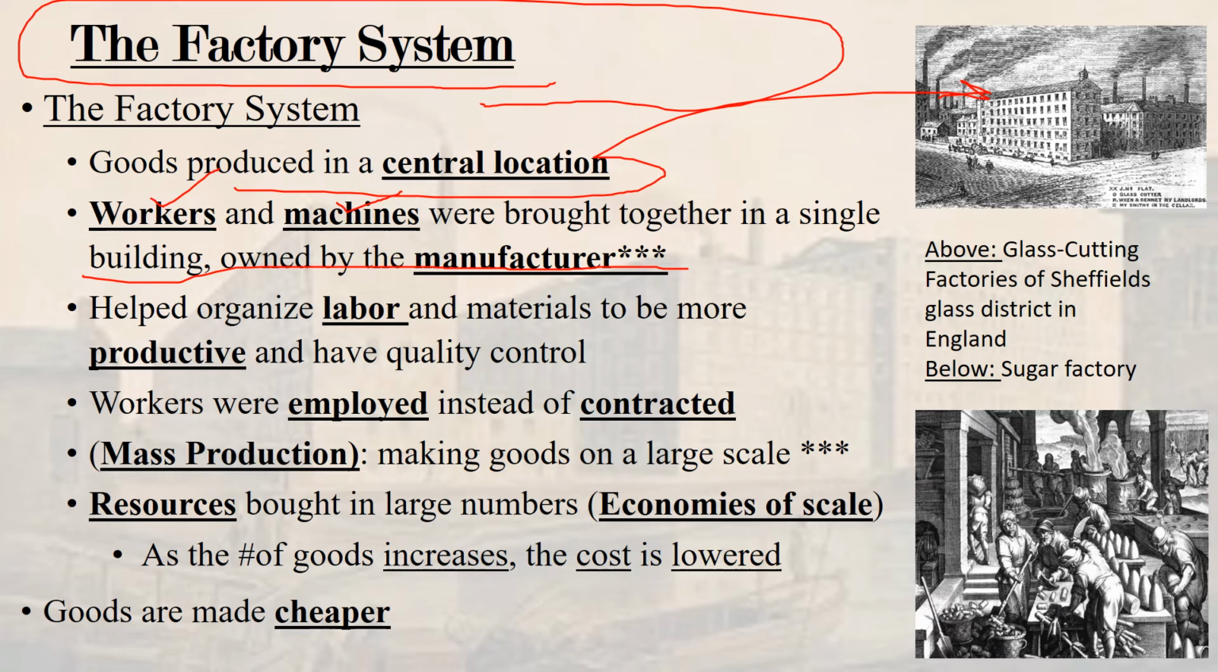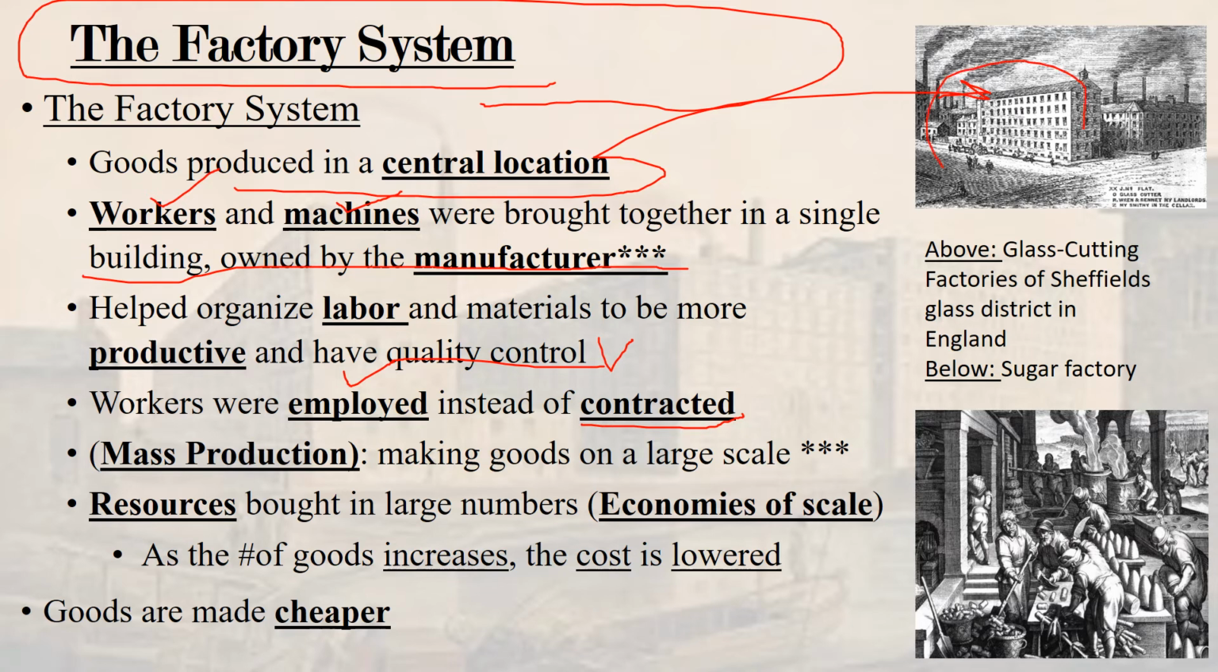Its effects: it helps organize labor and materials to be more productive and have better quality control. The workers are being supervised by a boss. If they don't work hard enough, they get fired. So it's a much better way to organize your labor. Workers are employed. They get an hourly wage instead of being contracted. So you're able to more comfortably hire and fire them and manage their labor.